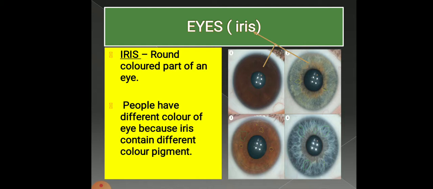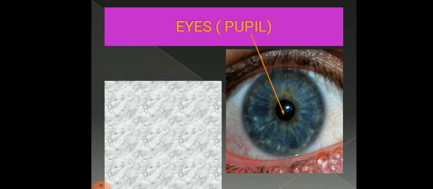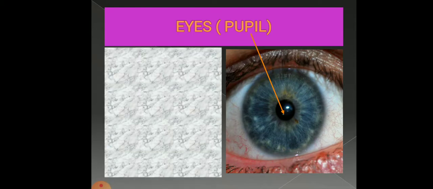Got it? कलर जैसे आप लोग क्या करते हैं, you are taking blue color, white color, red color to draw your picture. तो in the same way God has gifted us different color eyes, and it is due to the presence of color pigment. Got it? I hope this is clear to you. What is iris? So now we will study about the pupil.